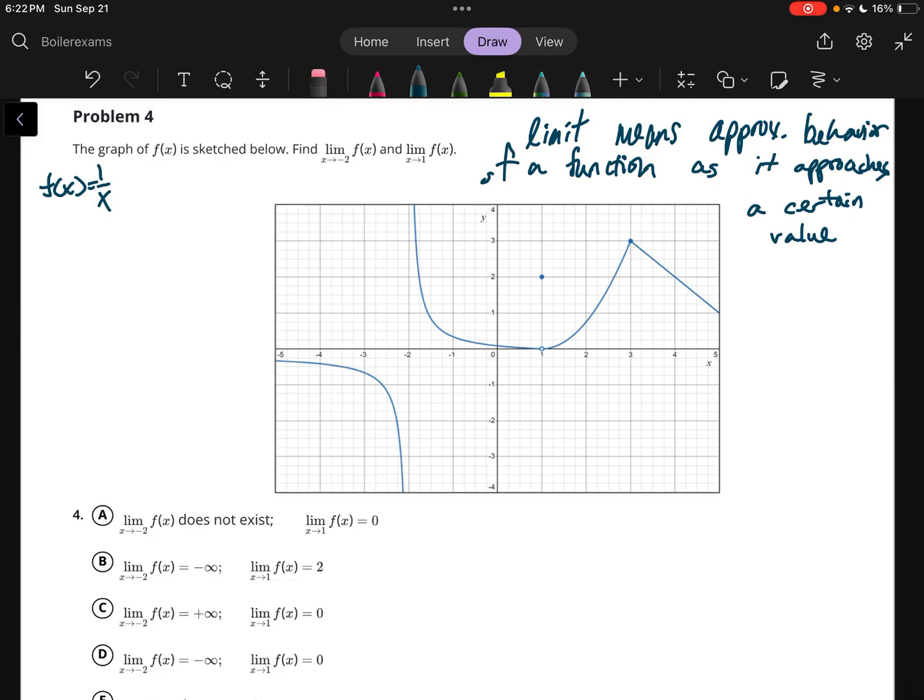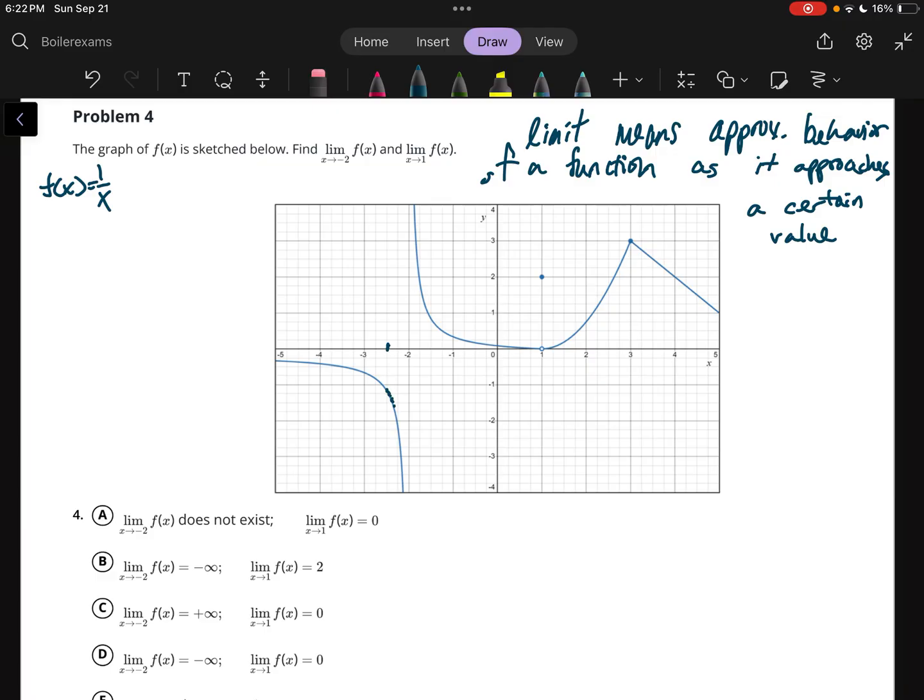So in this case, we basically have a two-part question. So let's do the first part. What's the limit as x approaches -2? And this is pretty easy. All we have to do is look at the graph. So let's start maybe at like -2.5.